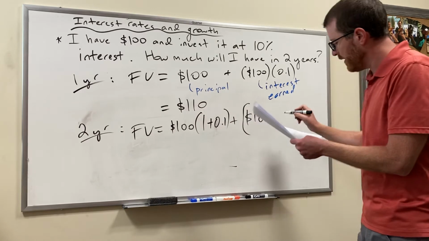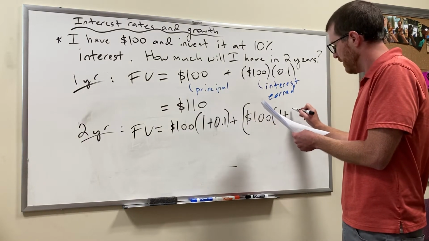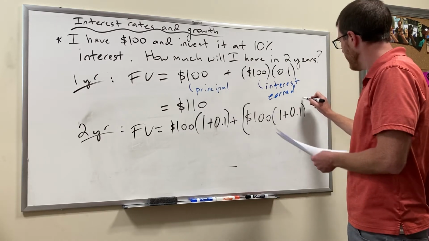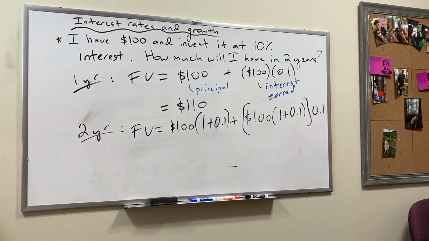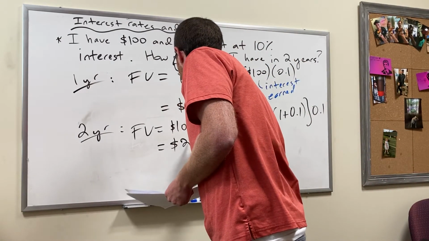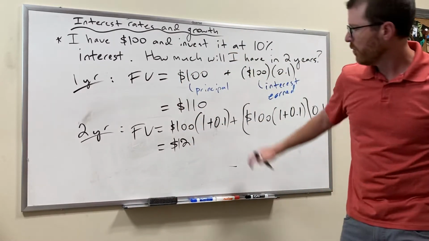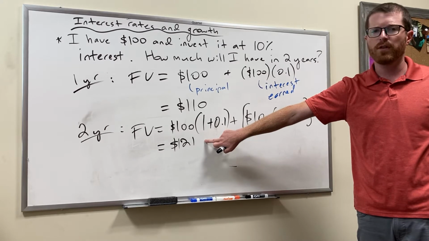And again, this is clunky. This is not a formula you're really going to have to use again, to be honest. But this is what you get. It's a real clunky equation. If you solve for all of that, what you're going to get is $121, which is 10% growth from the $110 that we started the year with.